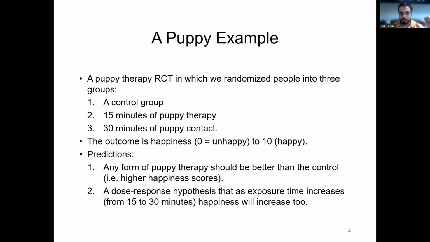Our prediction, or in other words, our hypothesis, is, number one, any form of puppy therapy should be better than the control. Number two, a dose response hypothesis, that as exposure time increases from 15 minutes to 30 minutes, happiness will increase too. So these are our hypotheses or predictions for this study, for our research question.